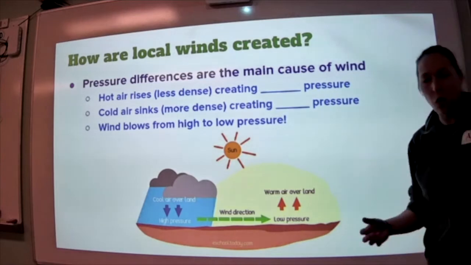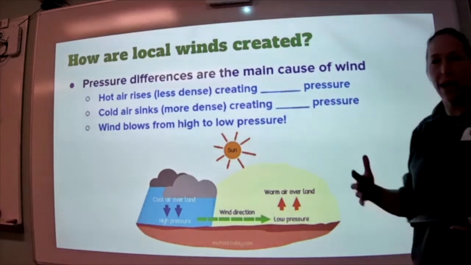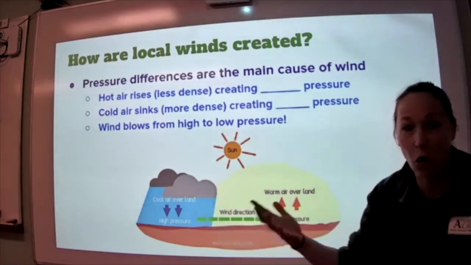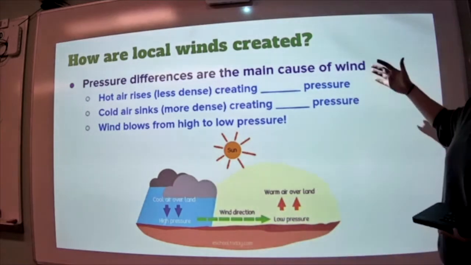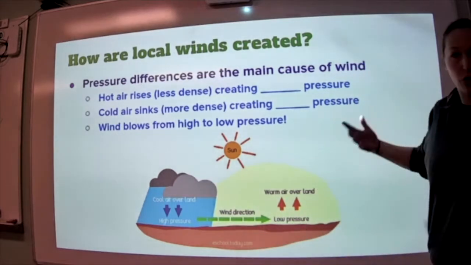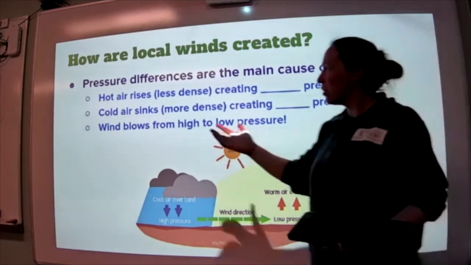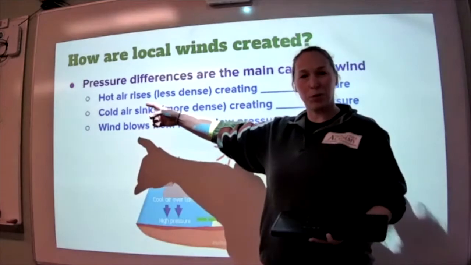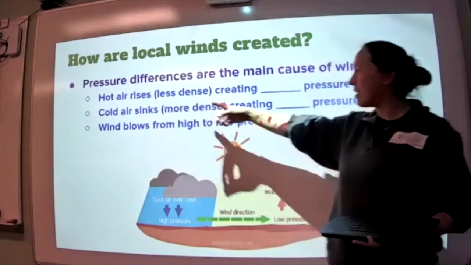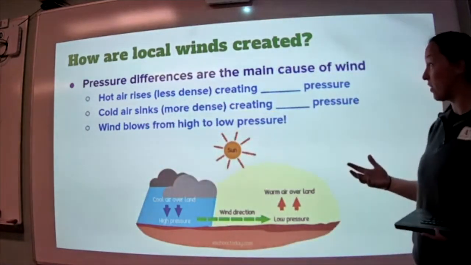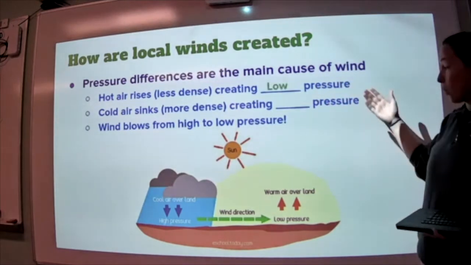So how are local winds actually created, right? How do we get these areas of high and low pressure? Well, pressure differences are the main cause of wind. We just covered that on our last slide. But how do we get them? So one big piece is temperature changes. Hot air rises, that's a lower density area, which means it creates lower pressure.